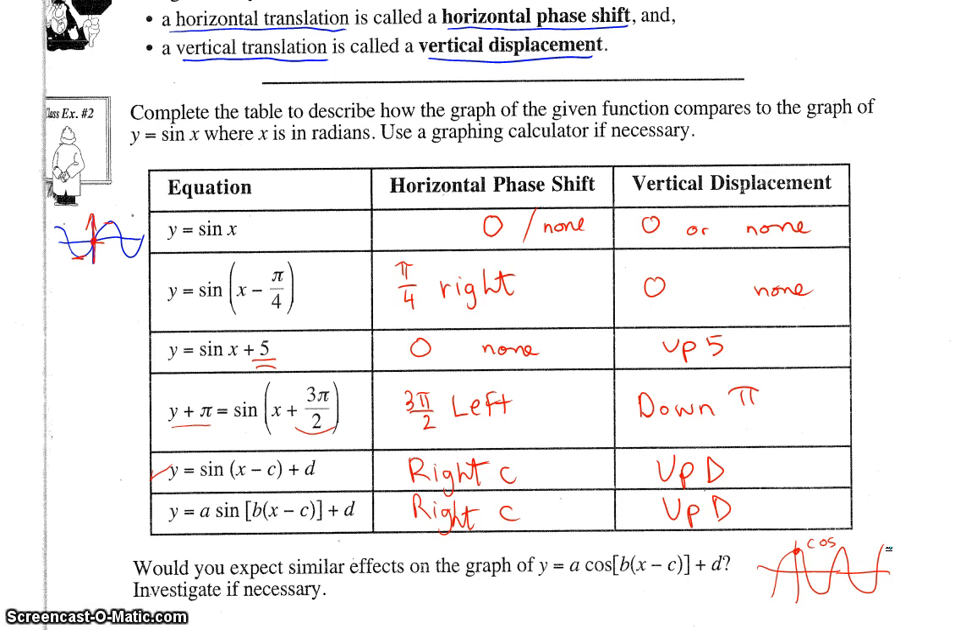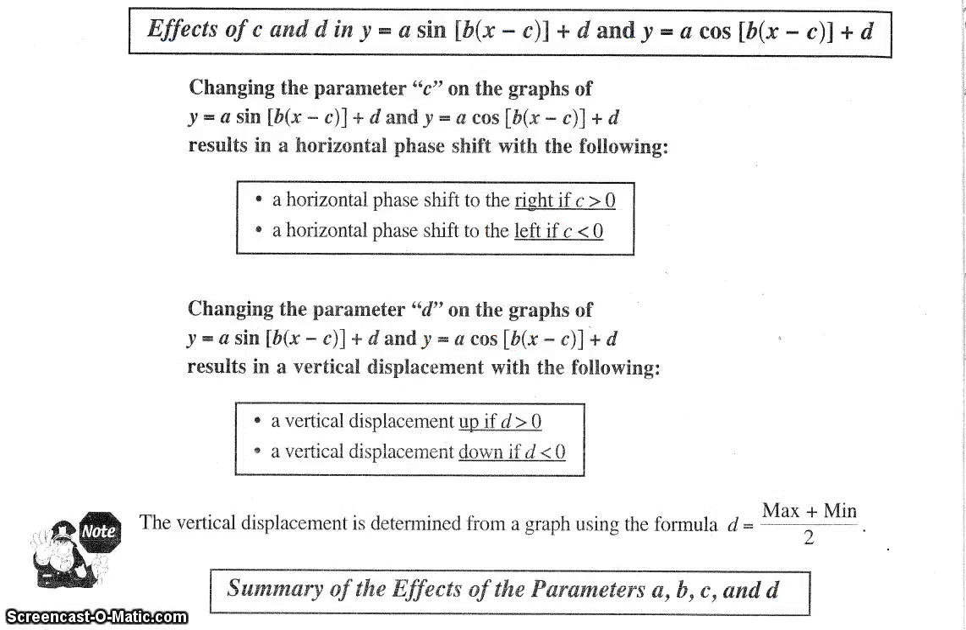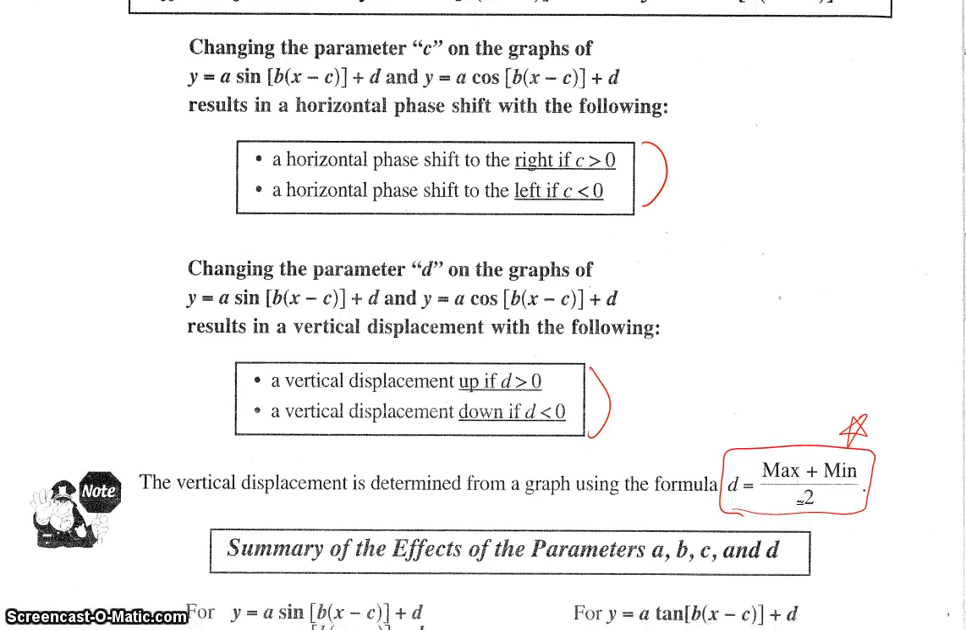All right, let's take a look at the next page. Okay, so they summarize what we just discovered there about the phase shift and the vertical displacement. And if you have the graph and you're trying to find the d value or the vertical displacement, this formula can be very handy. You take the max plus the min divided by 2. That's because the vertical displacement really is the average of the y values.